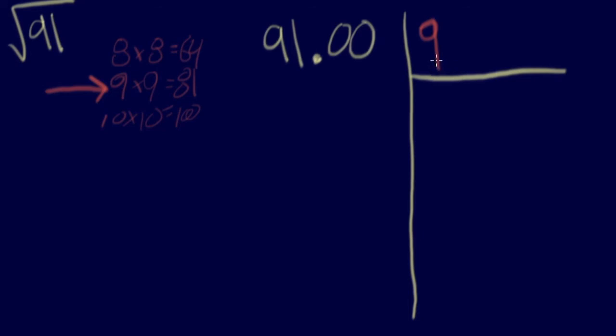So far, so good. Are you with me? Excellent. And you know that 9 times 9 is 81. So I'm going to write down that 81 right here, and I'm going to do my subtracting. When I do my subtracting, 91 minus 81 is 10.